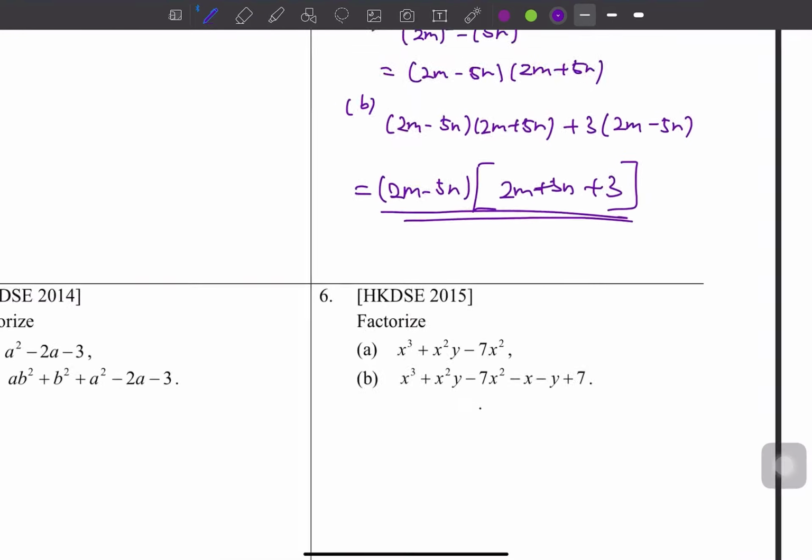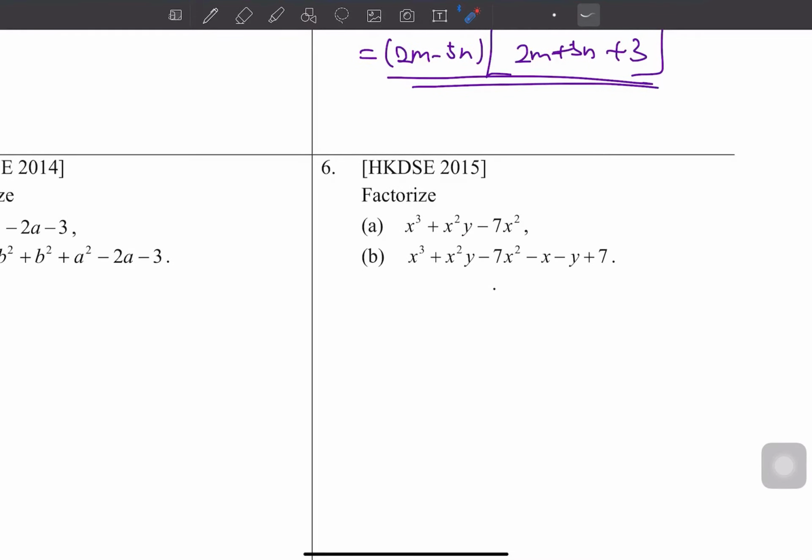Let's see one more example. Question 6. 3 terms. Maybe some of you will try to use factorization by identity or box method. But remember, step 1, can you find any common factor? Yes. So you need to take out x squared first. For the first term, remain x. Second term, remain y. The last term, remain 7. Do we need to factorize it? No, because we cannot factorize it by using identity and grouping. This is linear. So this is your final answer.